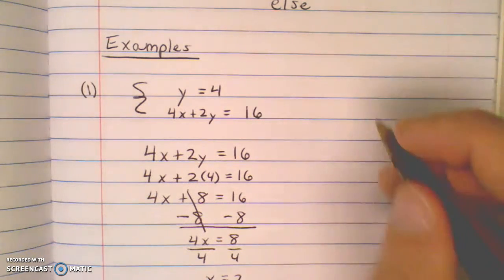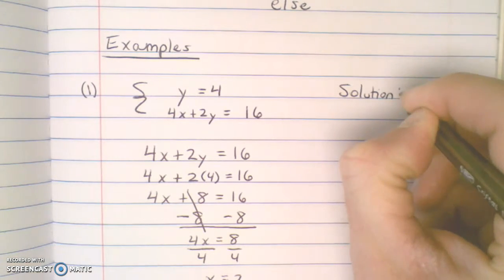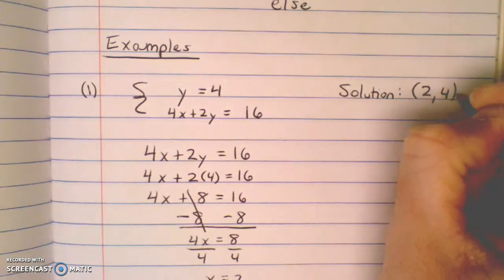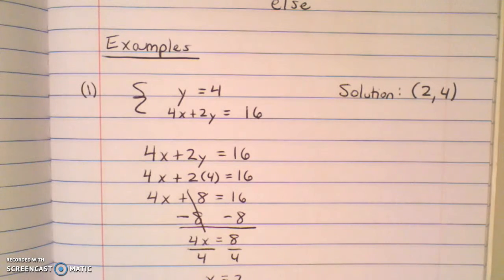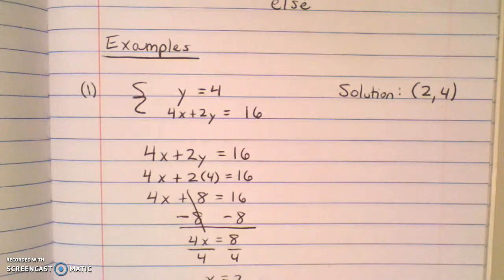So the solution to this system of equations is 2, 4. When I plug in 2 for x and plug in 4 for y, it makes both equations true.